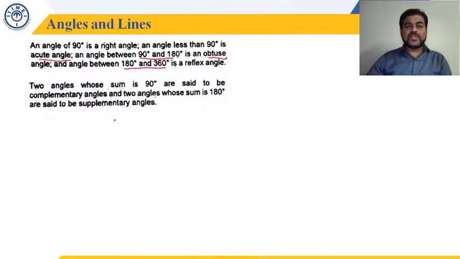Two angles whose sum is 90 degrees are said to be complementary angles, and two angles whose sum is 180 degrees are said to be supplementary angles. So complementary angles are those angles whose sum is 90, supplementary angles are those angles whose sum is 180 degrees. If I ask you what is the complement of 60 degrees, the answer will be 30 degrees, because 90 minus 60 is 30. Similarly, what is the supplement of 100 degrees? The answer is 80 degrees, because 180 minus 100 is 80 degrees.